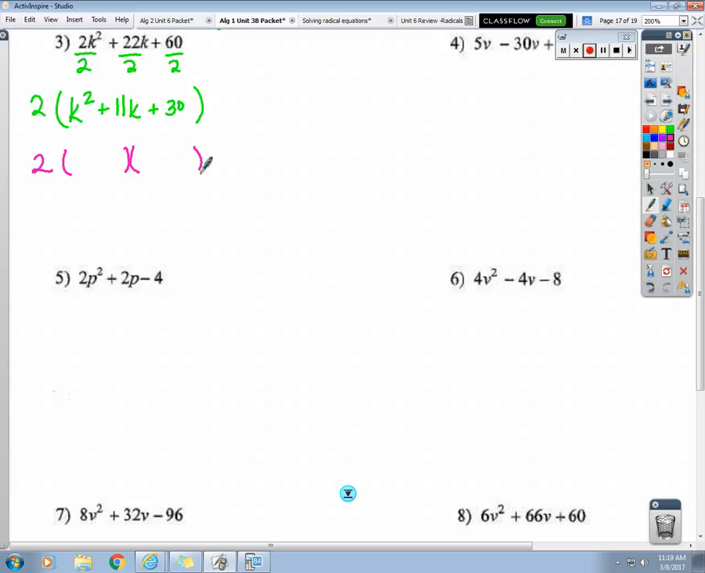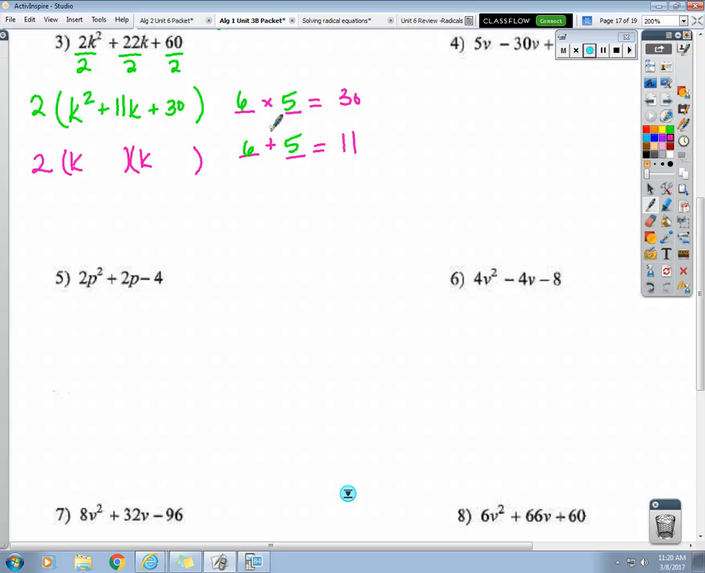the way we did it yesterday by the bubble method? Okay, so you have to have k times k to make the k squared. And then you're looking for two numbers. And those two numbers need to multiply to 30 and add to 11. And that would be 6 and 5. 6 times 5 is 30. 6 plus 5 is 11.